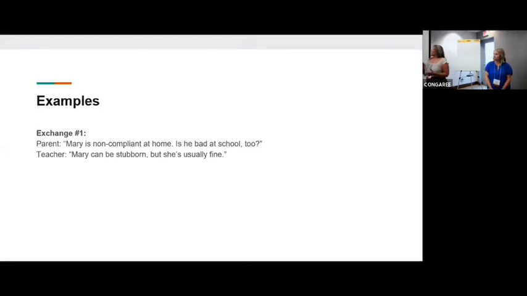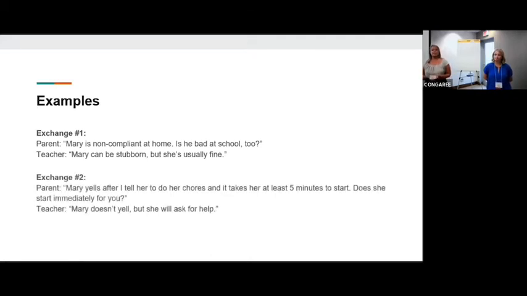So for this first one, maybe the parent says, Mary is so non-compliant at home. Is he? Oh, there's another typo. Is she bad at school too? Maybe the teacher says, Mary can be stubborn, but she's usually fine. What does non-compliant mean? From this, can you guys gather really any information about Mary? Not really. Stubborn might be that she crosses her arms or doesn't follow instructions. So something a little bit more objective.